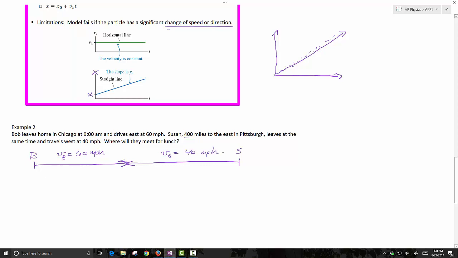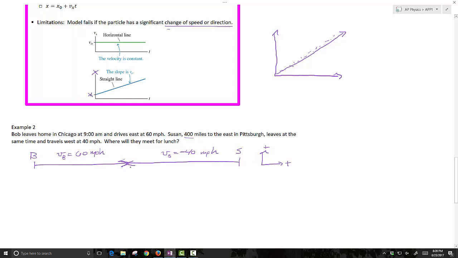What's the problem here, though? So think about that. You know, you can pause it and think about it. There's an issue here. And the issue is they're going in opposite directions. So both of these can't be positive. So we need to define which way is going to be positive. And what I'm going to do is I'm going to say this way is positive. We're going to use our traditional positive is to the right and up. So this is positive, and Susan is moving at a negative 40 miles per hour coming backwards.